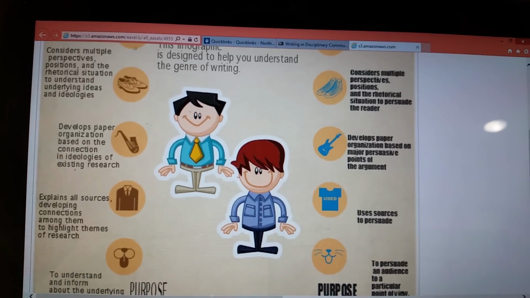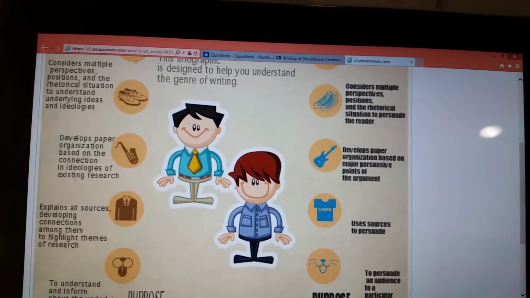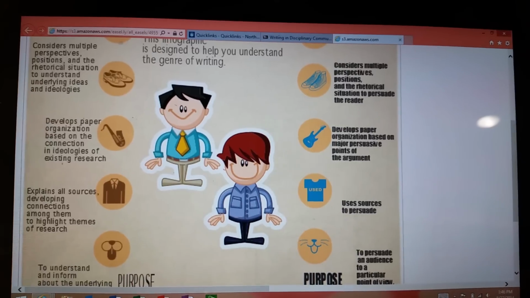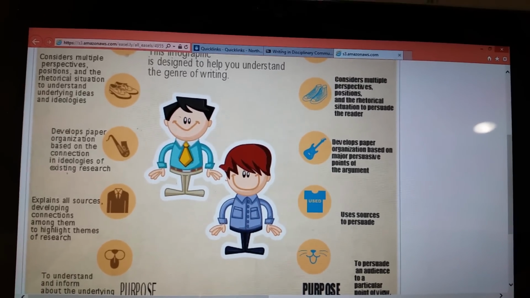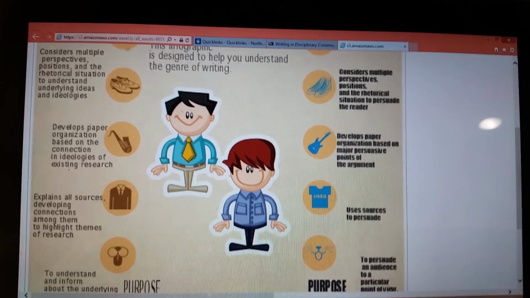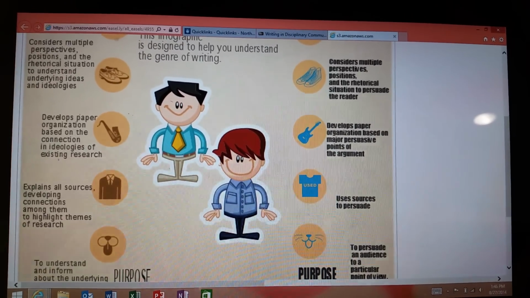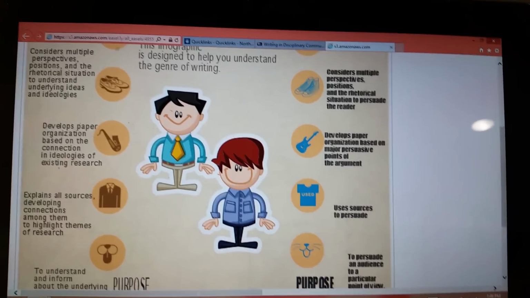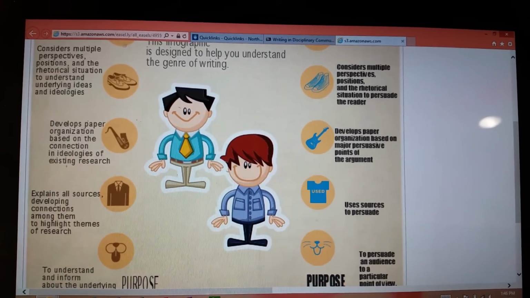A research paper typically considers multiple perspectives, positions in the rhetorical situation to persuade the reader why their side is right. So they use information that supports their position and information in opposition to their position to develop their ideas. Instead, a deliberative paper considers multiple perspectives, positions in the rhetorical situation to understand the underlying ideas and ideologies.